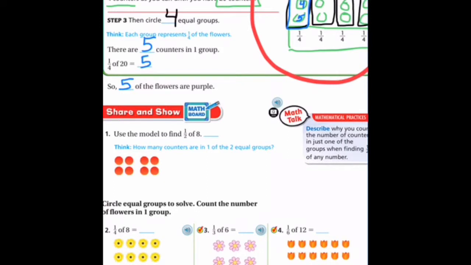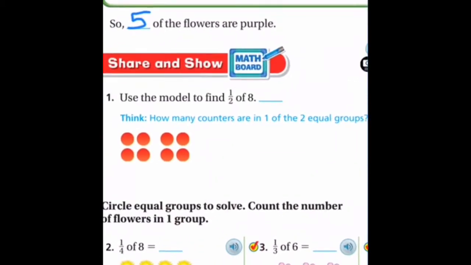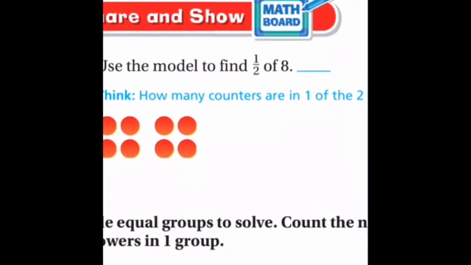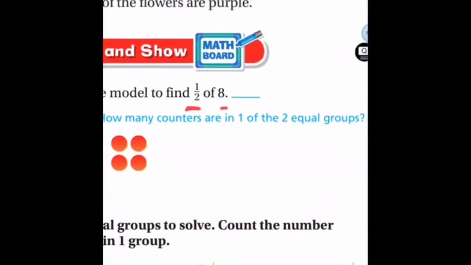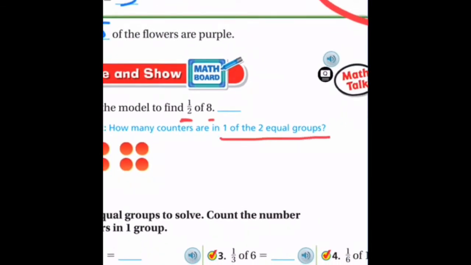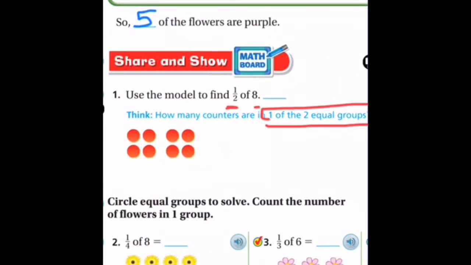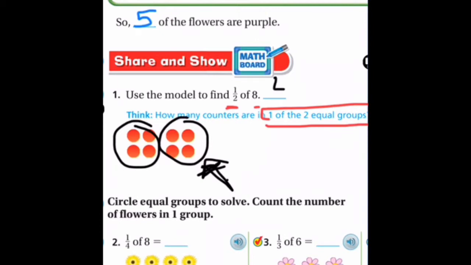Boys and girls, I assume you have done these first 4. It's now my turn to do them, and you can check your work with me. I'll go through these quickly. Use the model to find 1/2 of 8. We need to think about how many counters are in one of the 2 equal groups. So we have 2 groups, one here, one here. I'm focused on just one of the groups. There are 4 in there. 1/2 of 8 is 4.